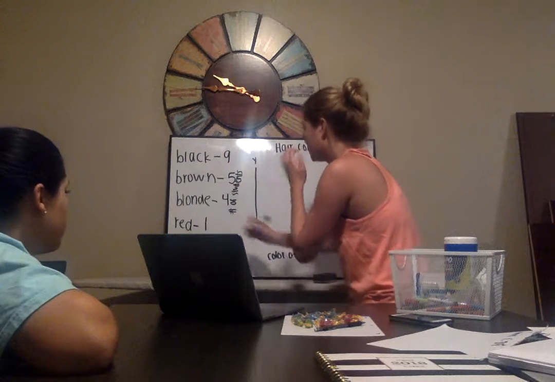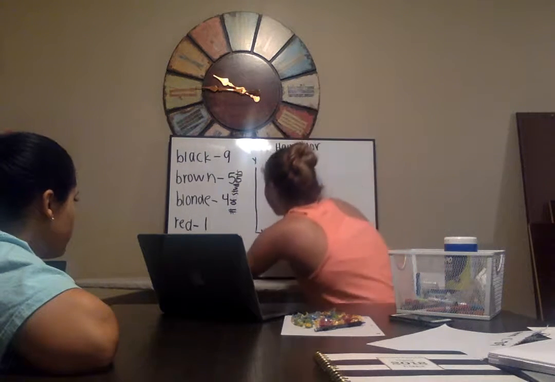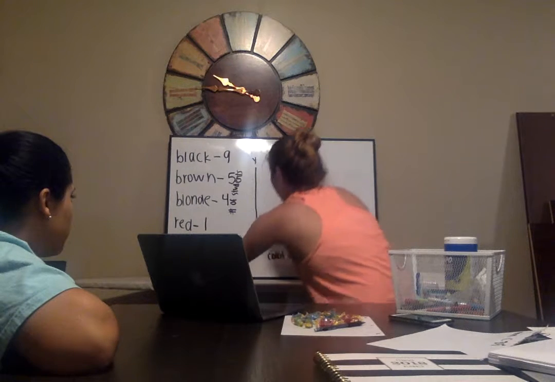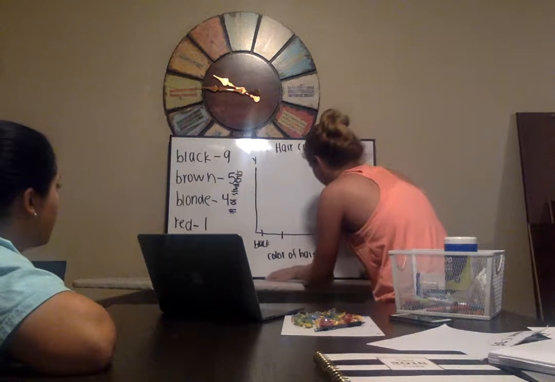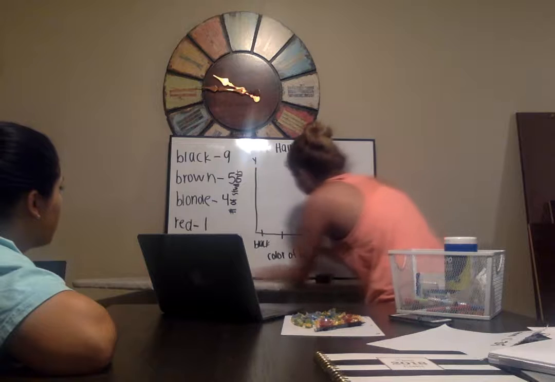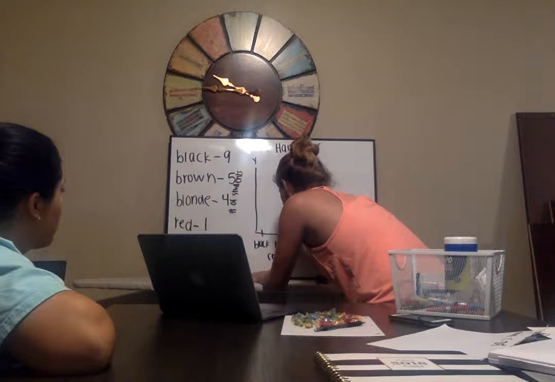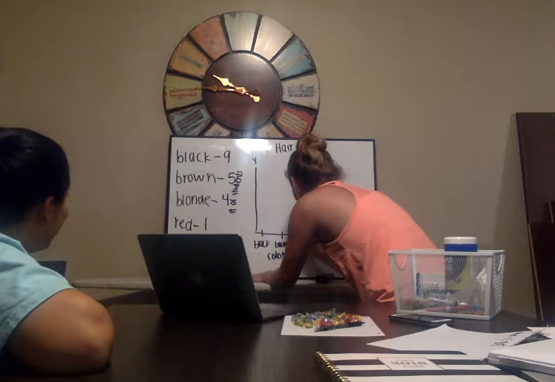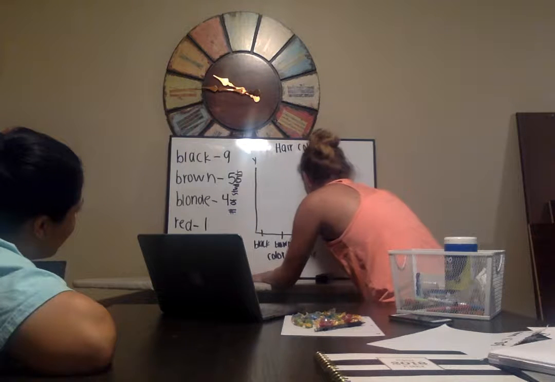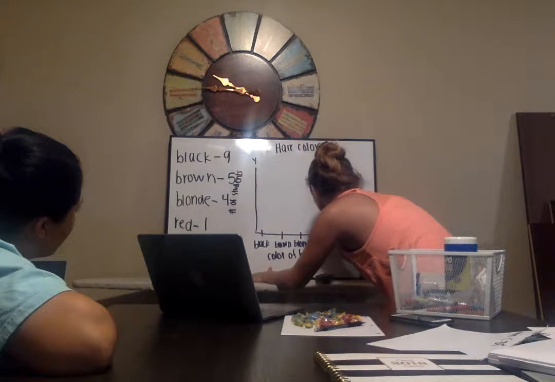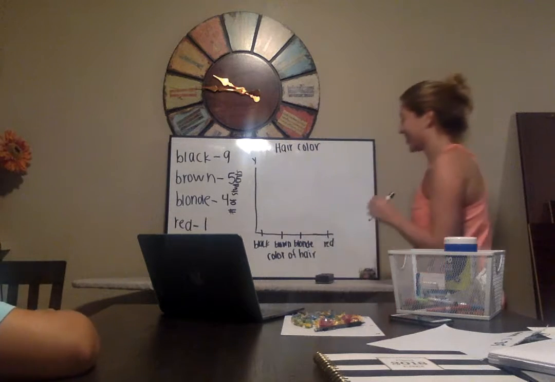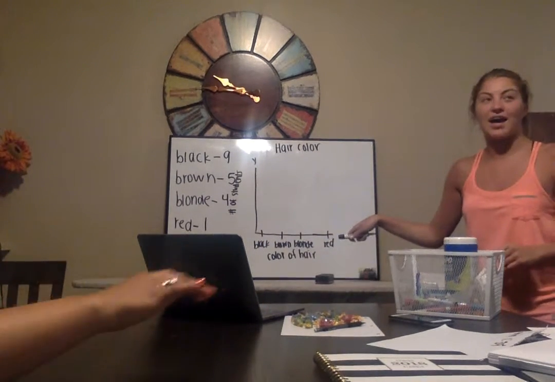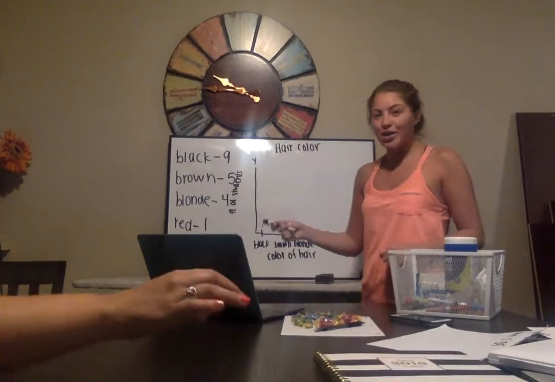Let's start from top to bottom. So we'll do black. Then we'll do brown. Our next one is blonde. And last one, Johnny, red. Okay, so now that we have done our horizontal line, we will now be doing our vertical line.